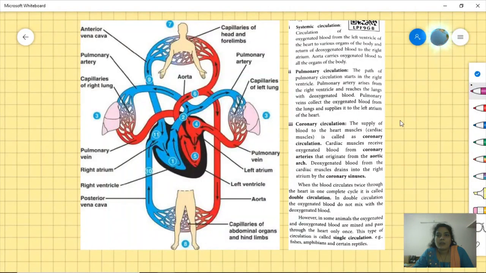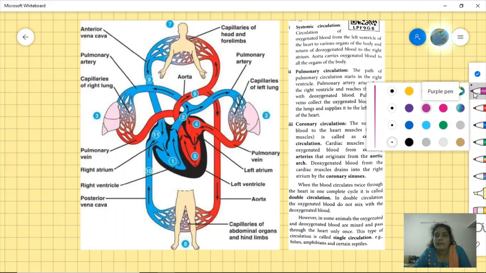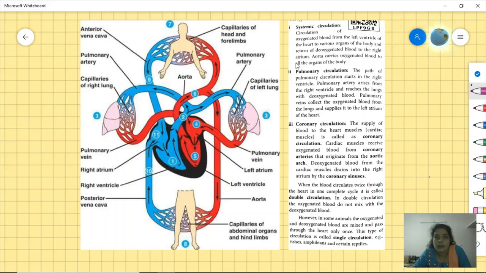Okay, students, next topic is types of blood circulation. There are 3 types of blood circulation. The 3 types are: first one is systemic circulation, number 2 pulmonary circulation, number 3 coronary circulation.